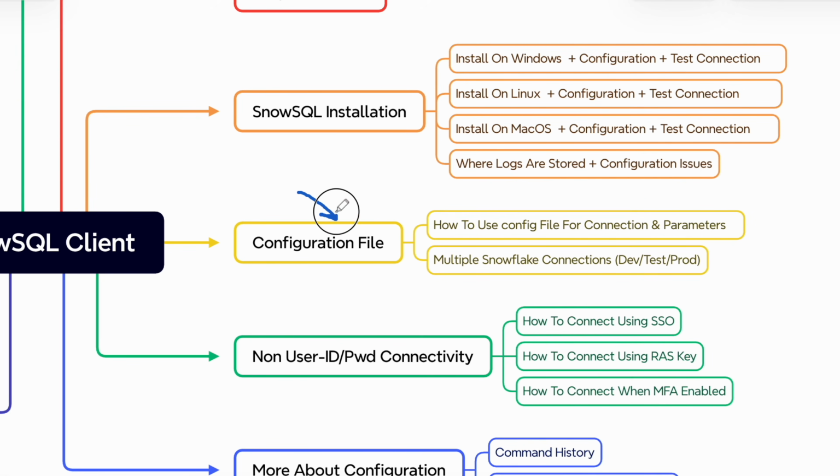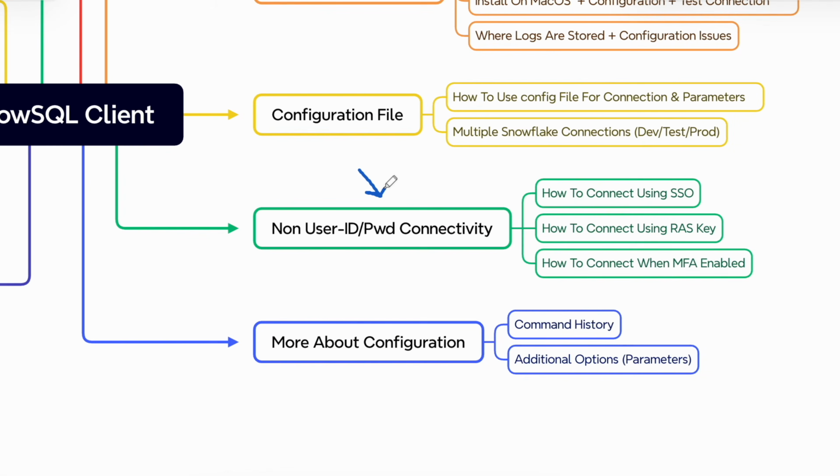Next, we will go through the configuration file where you will understand different parameters and how you can set up multiple Snowflake connections, in case you have multiple instances of Snowflake in your environment, so that you should be able to connect to dev, test, and prod. In another section, we will understand how to establish connectivity when your authentication is not limited to your user ID's password. It could be through SSO, based on an RSA key, or with MFA enabled.